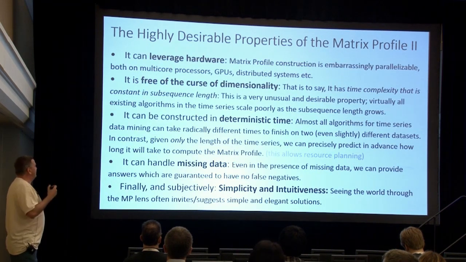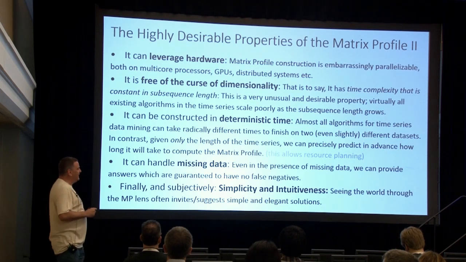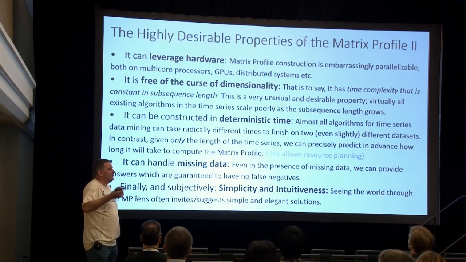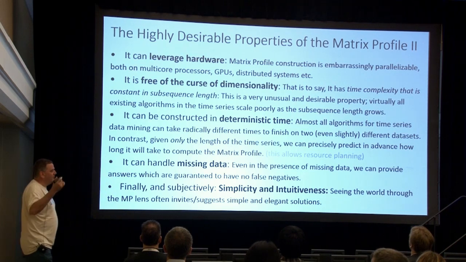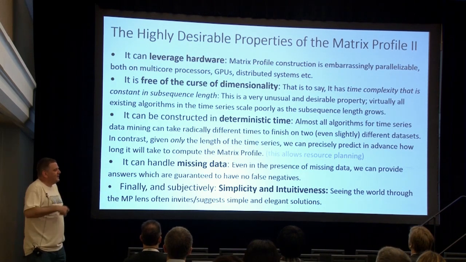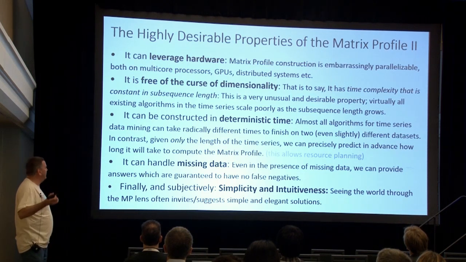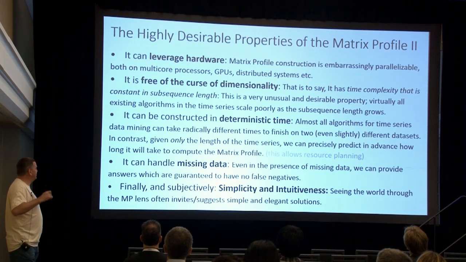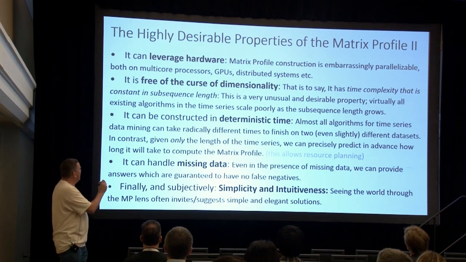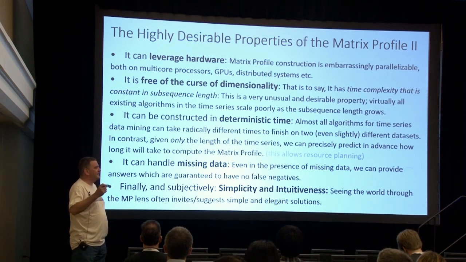The matrix profile is trivially easy to leverage hardware. It's actually only important for maybe 10% of people in the world. For the average entomologist, doctor, whatever it might be, it's already fast enough on your laptop, you're done. But if you're Google or Amazon or Oracle, you're going to want a very fast version of this. You can parallelize it. You can put it on GPUs, FPGAs in a very trivial way.